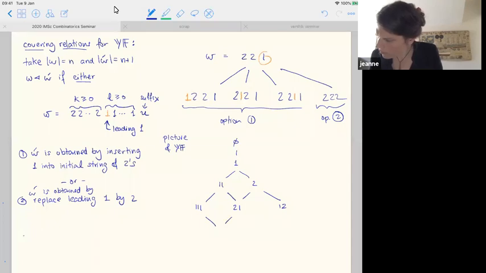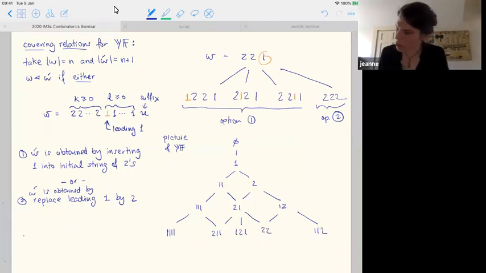Okay. And let me just draw the next level. It will look like this. So this is up to level four.